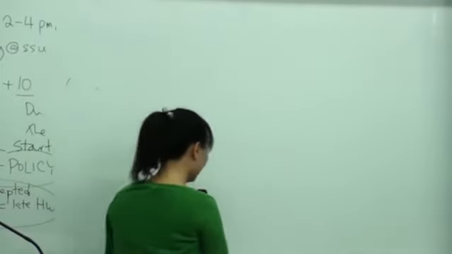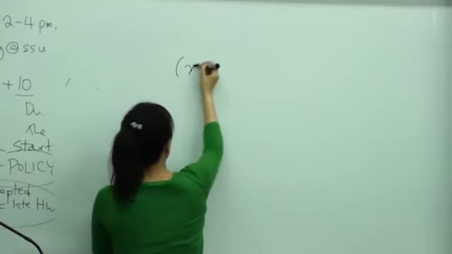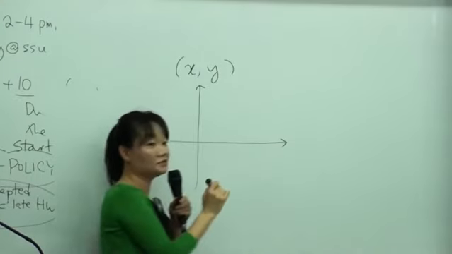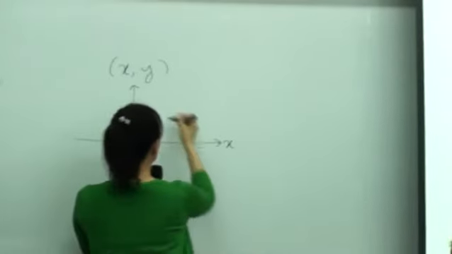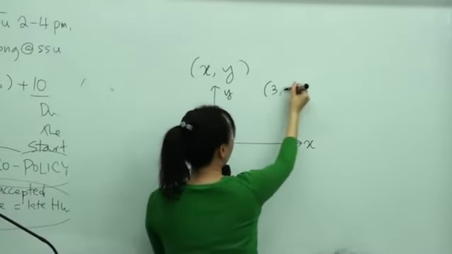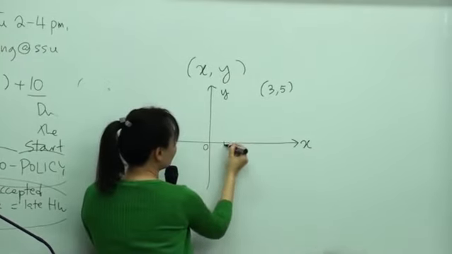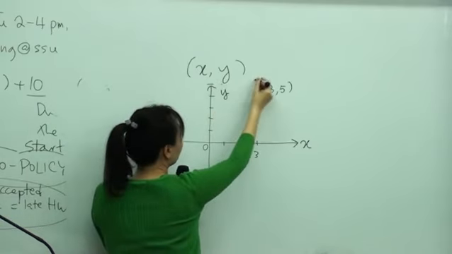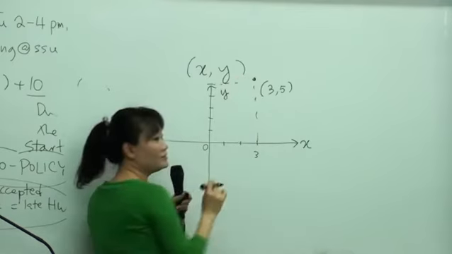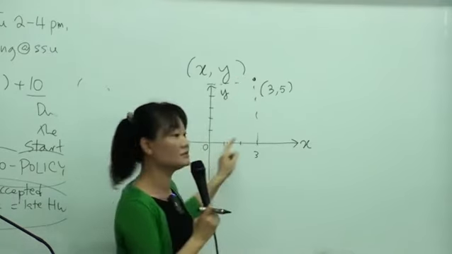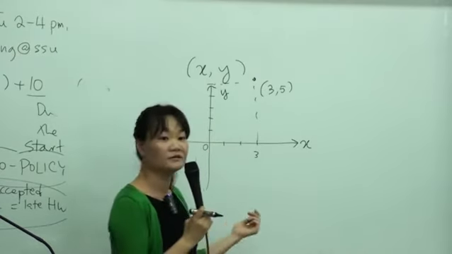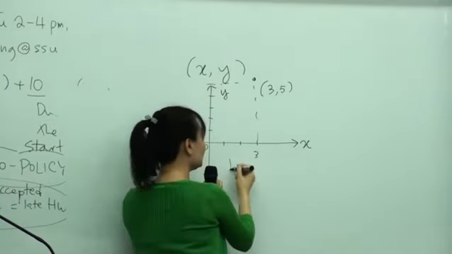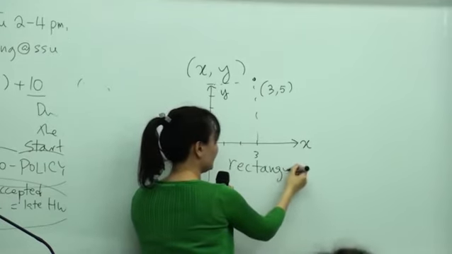So far, what we have done are x, y. Which is x? This is x and this is y. So if we have 3, 5, then we count from the origin. We do 3 steps, and then we do 5 steps, and we put the dot there. What did I make? You know, this is a rectangle, right? So x, y coordinates are good for rectangular shapes. So these are called rectangular coordinates.